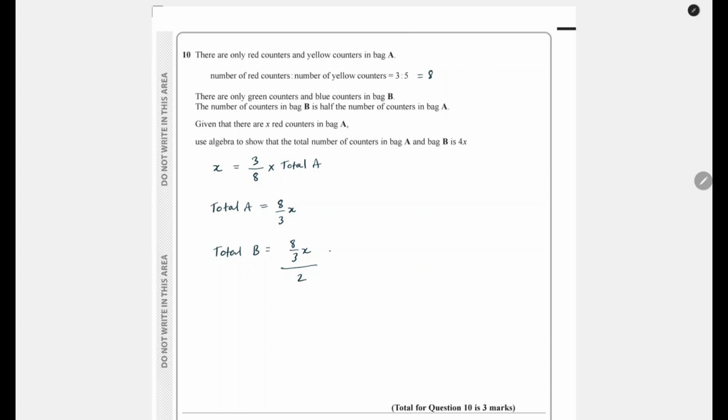And that is equal to 4x/3. Finally, we just need to work out the total number of counters of both bag A and B. So we just add them together. That's 8/3x plus 4/3x, which is equal to 12/3x, which is equal to 4x.